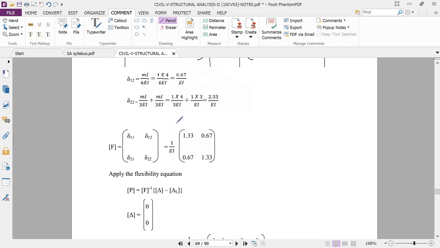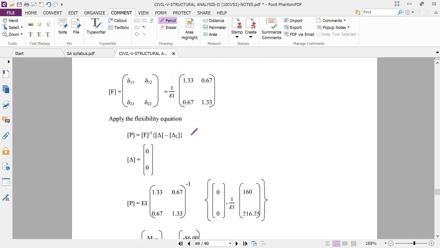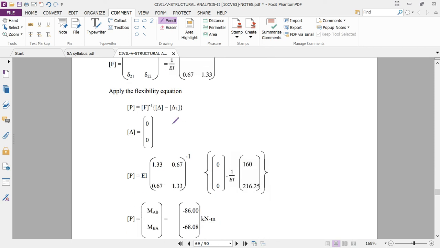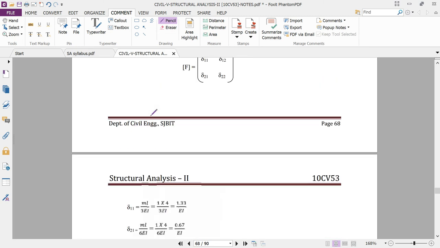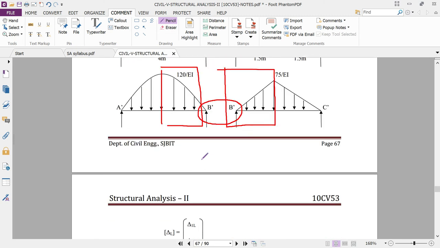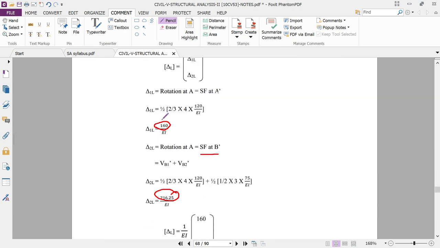If you see this force matrix, whatever the final output you obtain is exactly a symmetrical matrix. It is always a symmetrical matrix, so this is an important cross check. Now apply the flexibility equations. The final equation is P is equal to F inverse into (delta minus delta L). Del is equal to 0, as there is no external effect of force. What have we defined del as? Let us see. Del is the displacement at support. In your numerical, there is nowhere any mention of displacement of a support.